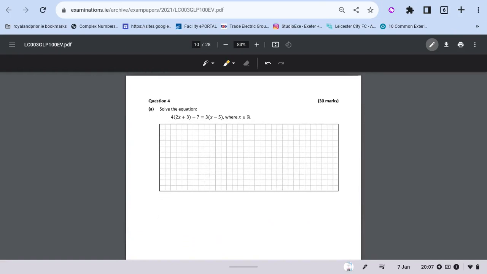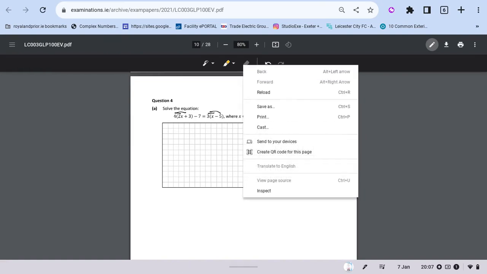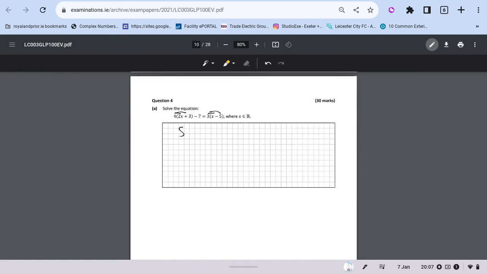Number 4, solve this equation. So multiply out your brackets. Numbers one side, letters the other. So 4 times 2x, 8x, plus 12, minus 7 is equal to 3x minus 15. I generally tidy before I move it across. And then draw my arrows to what's moving, and whatever gets the arrow, the sign changes.